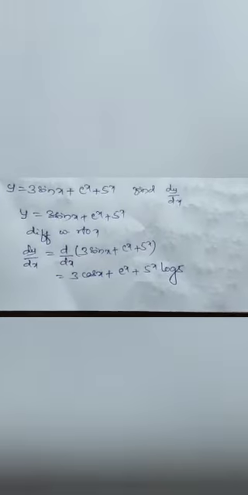Fifth one, y equals 3 sin x plus e to the power x plus 5 to the power x. Find dy by dx. Here this also is u plus v plus w form. That's why you are taking 3 as it is separately. Differentiation of sin x is cos x, plus e to the power x is e to the power x, and 5 to the power x is 5 to the power x log 5. The differentiation of 5 to the power x is 5 to the power x into log 5. The value is dy by dx equals 3 cos x plus e to the power x plus 5 to the power x into log 5.